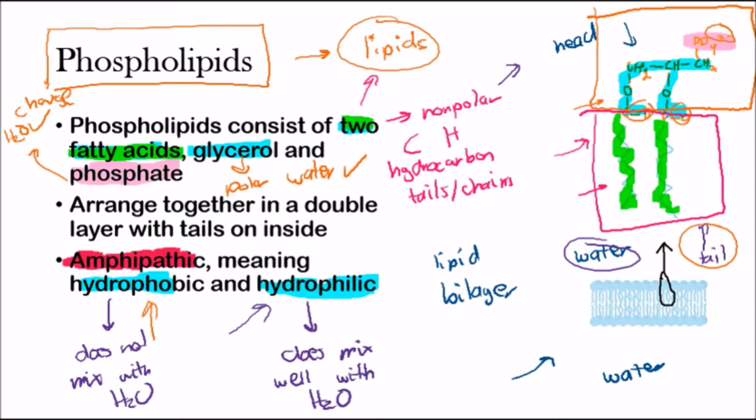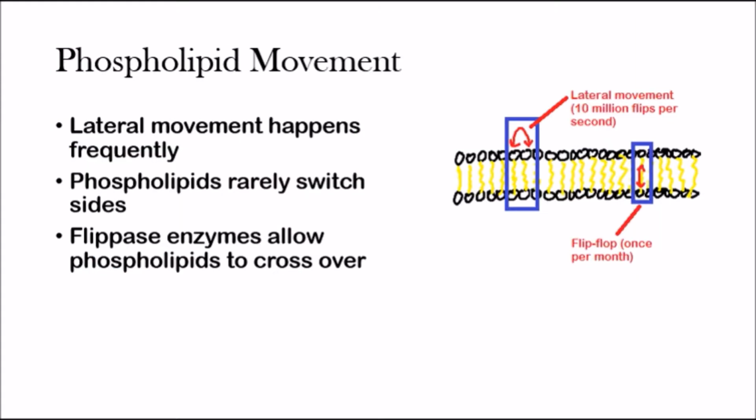Now let's go and talk about phospholipid movement. Phospholipids have lateral movement. Lateral movement is side to side. As you can see here, it's just switching back and forth on the same side, and this happens very frequently. So the lipid bilayer as a whole is not actually stagnant. It's constantly in motion because all the phospholipids are rapidly switching places back and forth like this. This is called lateral movement and it happens all the time.